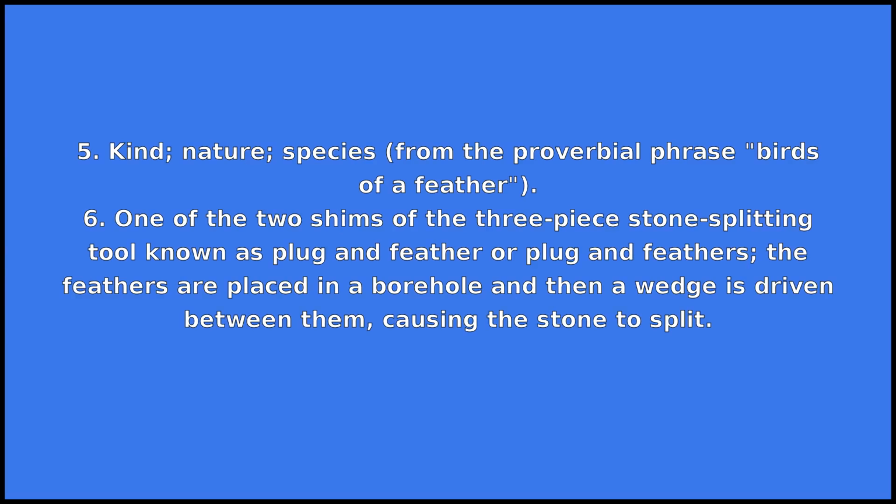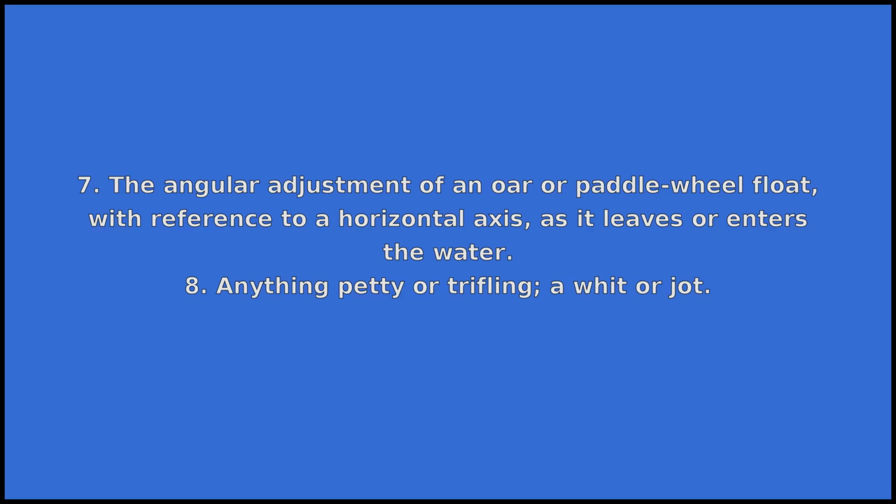6. One of the two shims of the three-piece stone-splitting tool known as plug and feather or plug and feathers. The feathers are placed in a borehole and then a wedge is driven between them, causing the stone to split. 7. The angular adjustment of an oar or paddle wheel float, with reference to a horizontal axis, as it leaves or enters the water. 8. Anything petty or trifling, a whit or jot.